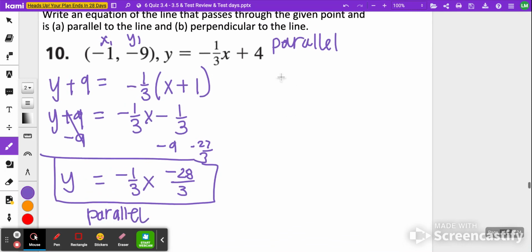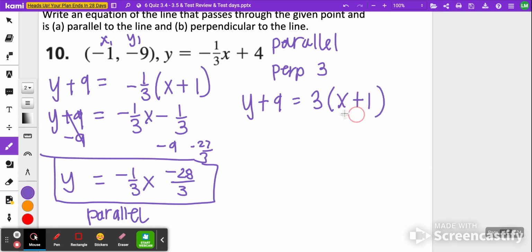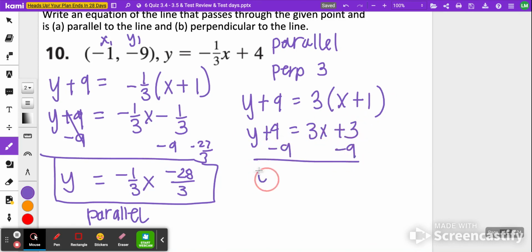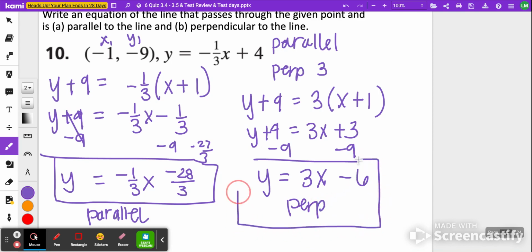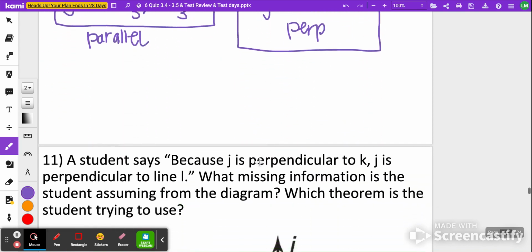Perpendicular is going to have a positive 3 over 1. So this one's a little bit easier. y plus 9 is equal to 3, parentheses, x plus 1. Simplify, I got y plus 9 is equal to 3x plus 3. Subtracting 9 from both sides, I should end up with y is equal to 3x minus 6. And that is your perpendicular equation.